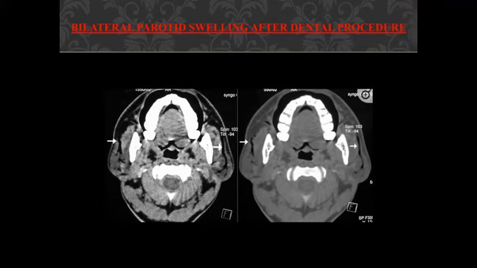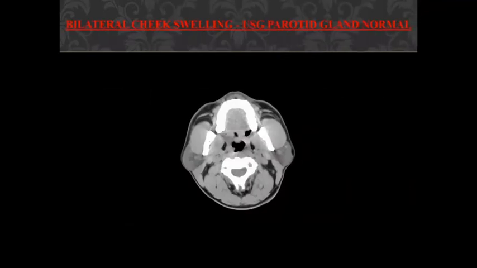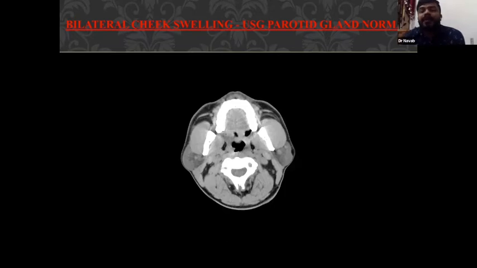Okay, sir. So the last case, the patient presented with bilateral cheek swelling, but on ultrasound both parotid glands were normal. Only a few benign lymph nodes are seen. What are you seeing in this case? Bilateral masseter appears hypertrophied. Yeah. So that is the pseudotumor, bilateral masseter hypertrophy. Okay.